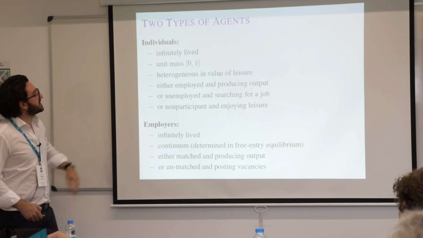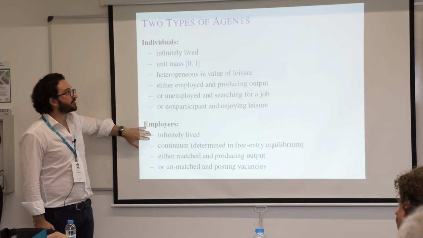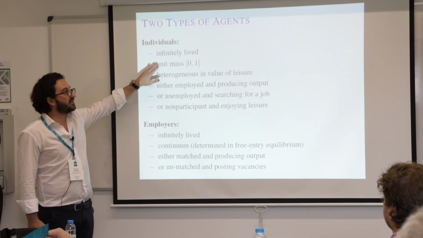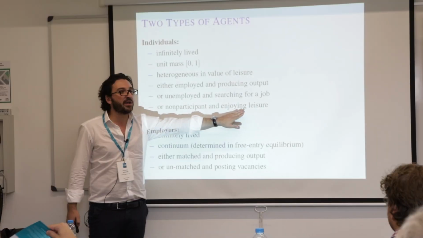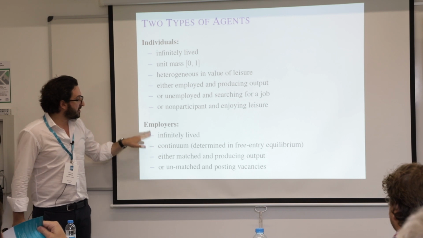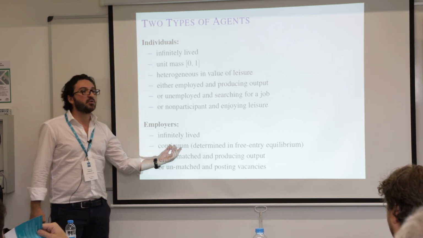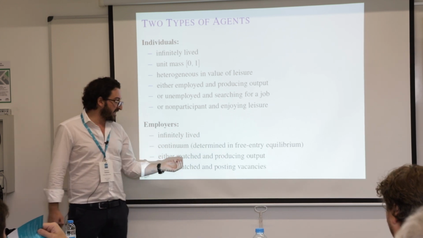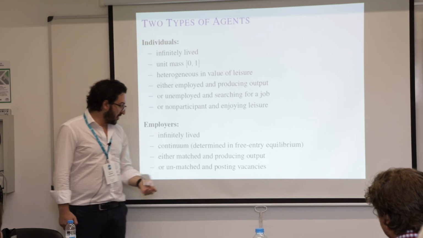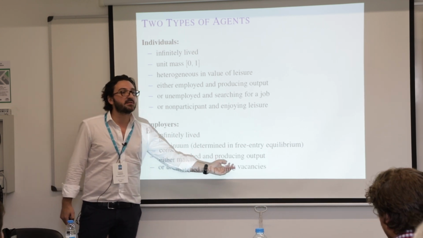So what are the agents? So there are individuals and employers. Individuals are infinitely lived. There's a unit mass of them. They are heterogeneous in their valuation of leisure or non-market productivity. They are either employed and producing output, or they are unemployed and searching for a job, or they are non-participant and enjoying the full value of leisure. The employers are, again, infinitely lived. There is a continuum of them that is determined in free entry equilibrium. They are either matched with an individual and so producing output, or they are unmatched and posting job vacancies.